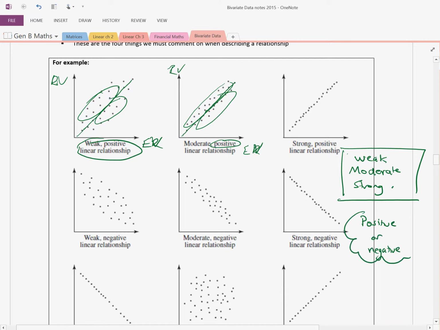Now this scatter plot here, let's look at this scatter plot. If you were given a question like this, if I was to draw a line between here and here, somewhere in the middle, what would you say about this relationship?